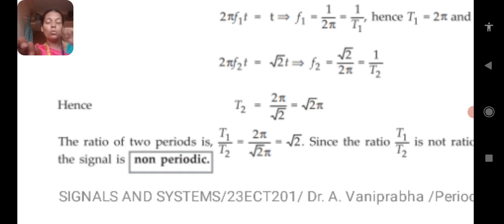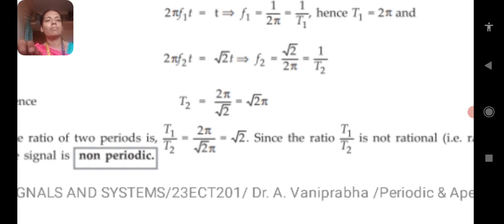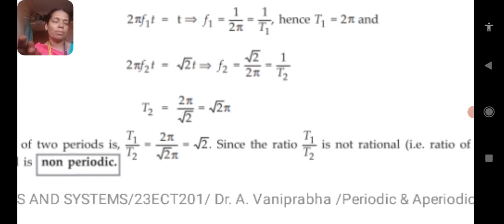We can expand 2 into factors of square root, so root 2 into root 2. One root 2 gets cancelled from the denominator and the remaining root 2 lies in the numerator. Therefore, the final answer is root 2. Since the ratio of t1 by t2 is not a rational number, or it is not a whole number, the given signal is non-periodic. Simply try to remember, if the numerical answer we get is a multiple of pi or in terms of a square root, then you can simply refer to it as a non-periodic signal, right?